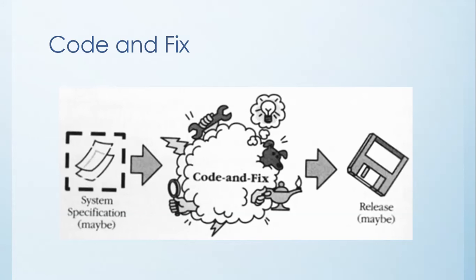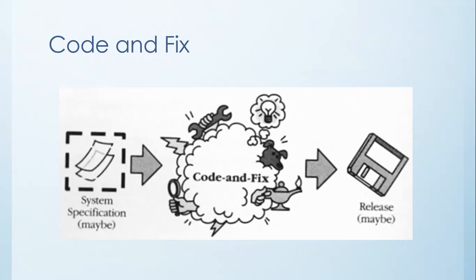When you use the code and fix model, you start with a general idea of what you want to build. You might have a formal spec, or you might not. You then use whatever combination of informal design, code, debug, and test methodology suits you until you have a product that's ready for release. This model has two advantages. First, it has no overhead. You don't spend any time in planning, no documentation, no QA, no worrying about how to enforce standards, or any activities other than just pure coding.